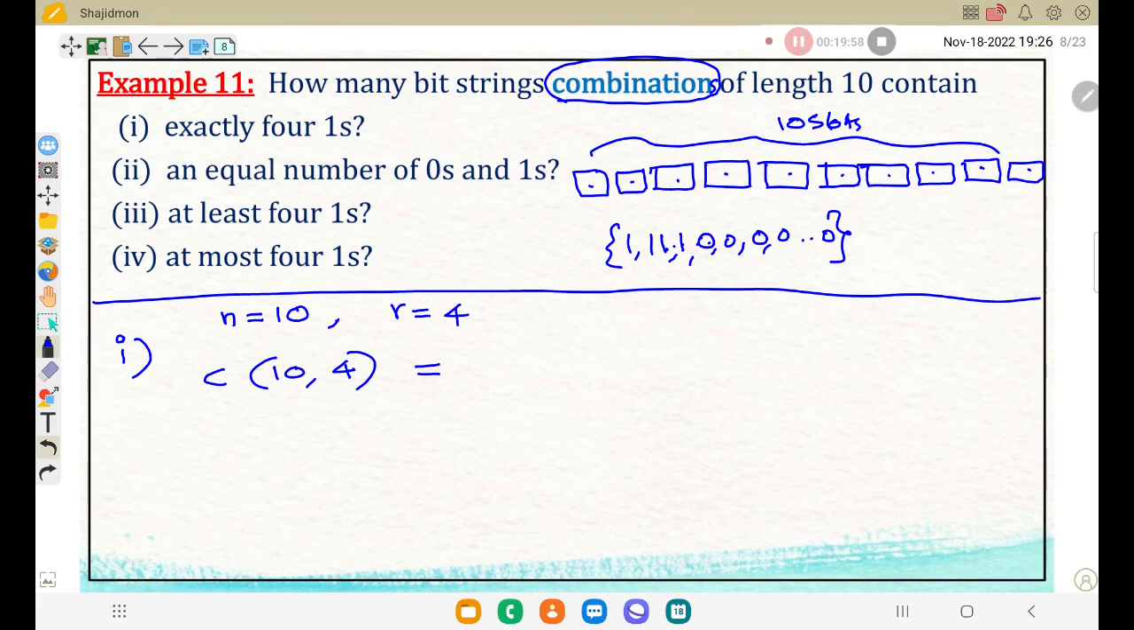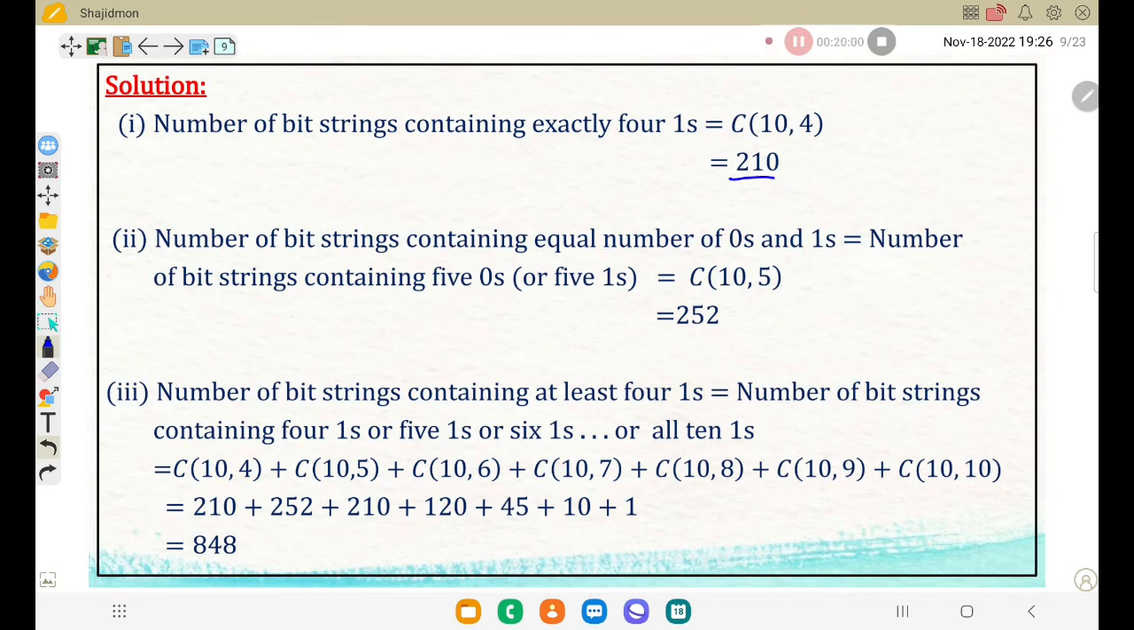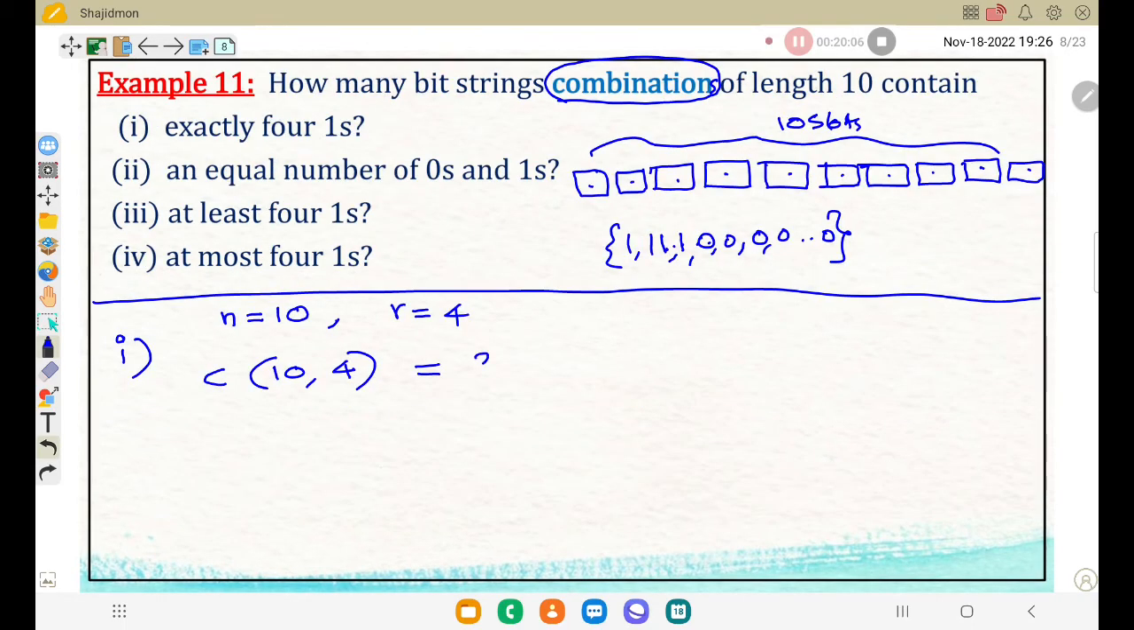So you can check the answer. What is the combination of 10 4? You will get 210 here. The answer is shown here in full detail, so you can write 210. You can check that by calculator.